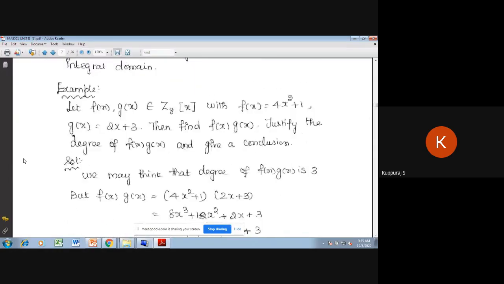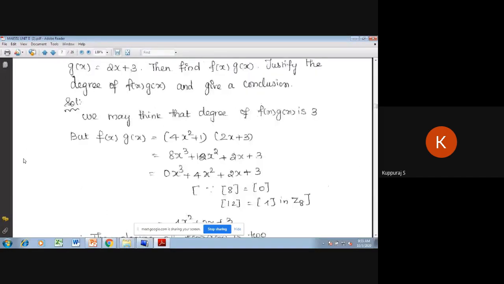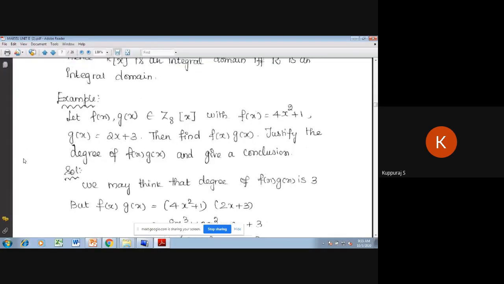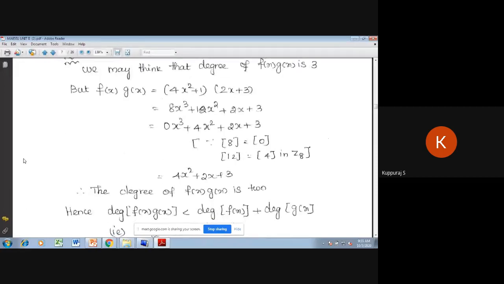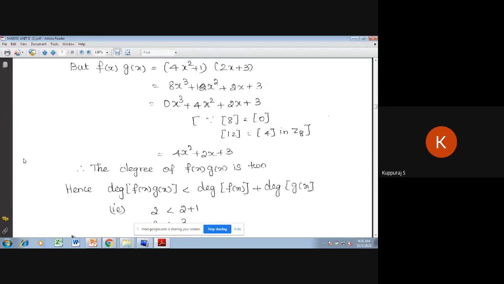One more question is asked here: justify the degree of f(x) g(x). Actually, the degree of f(x) g(x) is 2. But the degree of f(x) is 2 and the degree of g(x) is 1. Now add the degrees of f(x) and g(x): that is 2 plus 1, which is 3. But the degree of f(x) g(x) is 2, and 2 is less than 3. So we can say that the degree of f(x) g(x) is less than the degree of f(x) plus the degree of g(x).